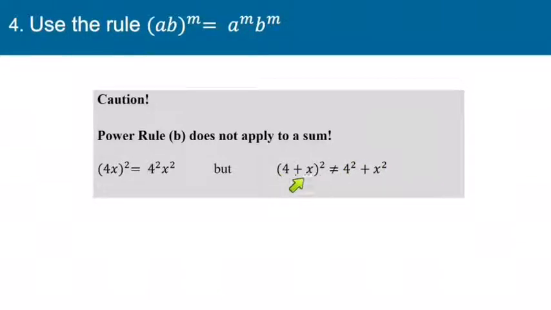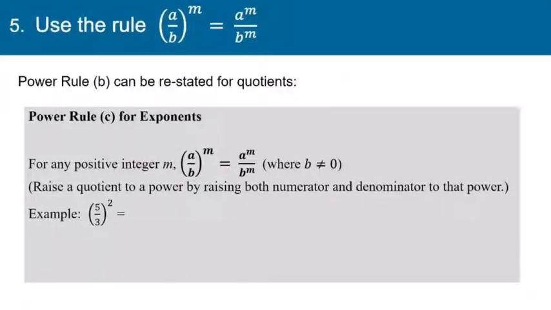This has to be done a little differently, and I'll show you in a later section how to work out something like this. But just for right now, know that you cannot apply an exponent to a sum inside a pair of parentheses.